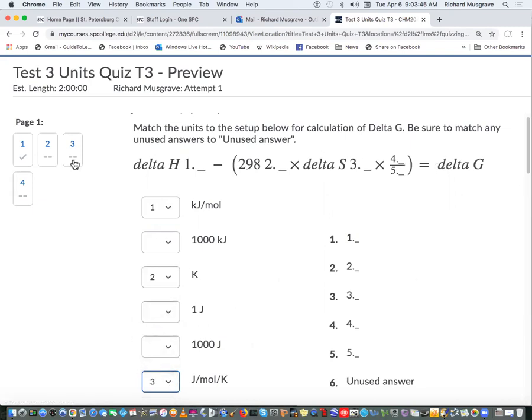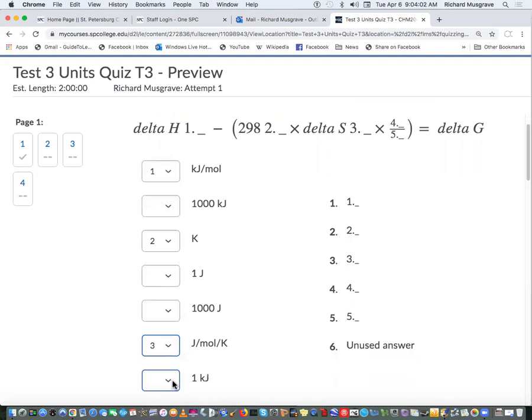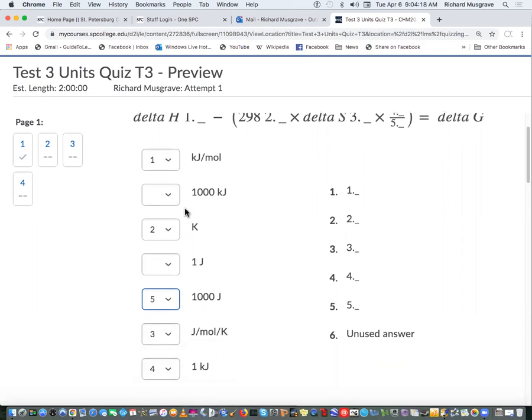And that needs to be converted, because that's kilojoules over here. This needs to be converted from joules into kilojoules. So number 4 is going to be 1,000 joules. No, sorry, it's going to be 1 kilojoule. And 5 is going to be 1,000 joules. And delta G is also going to be kilojoules per mole, but that's not part of it. The other things weren't used were the 1 joule and the 1,000 kilojoules, so those get 6 as the answer.